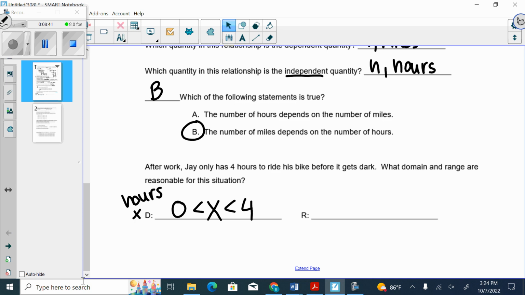Could he actually ride 0? Yeah, so I'm going to put an equal to sign because we could include the 0. Can he ride the whole 4 hours? Yeah, so I'm going to put the equal to because he could go the entire 4, right? He doesn't have to stop before that. Okay, now we need to find the range, which is going to be our miles, right? Or our y's.